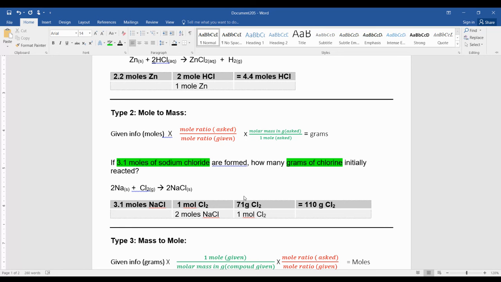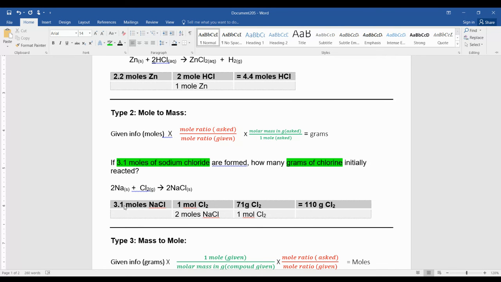There's an extra step for this problem because you are going from moles to grams. If you're only finding moles, you can stop right here. Since you're finding grams, you'll have to find the molar mass of what is asked over 1 mole. What is asked is chlorine. Chlorine is diatomic, which is Cl2. If you look at the periodic table, Cl's mass is 35.5. Since you have 2 of them, it is 71 grams. So that completes your setup: given, mole ratio, molar mass.